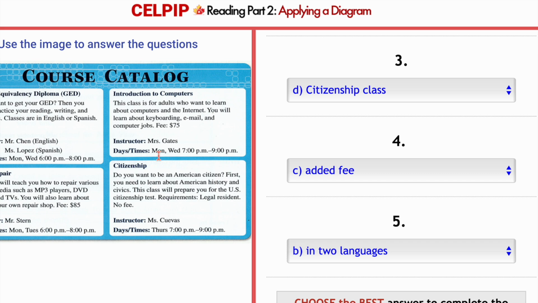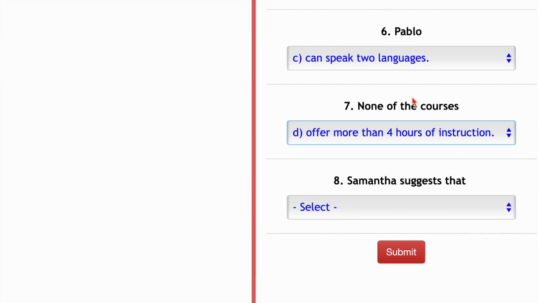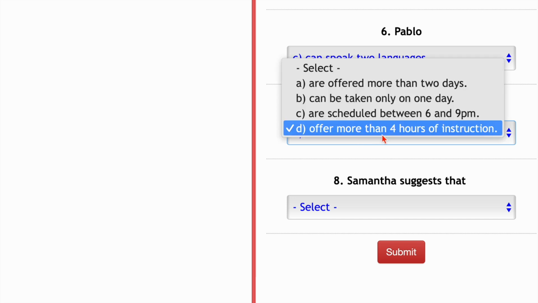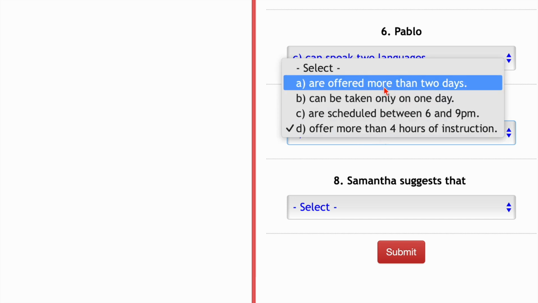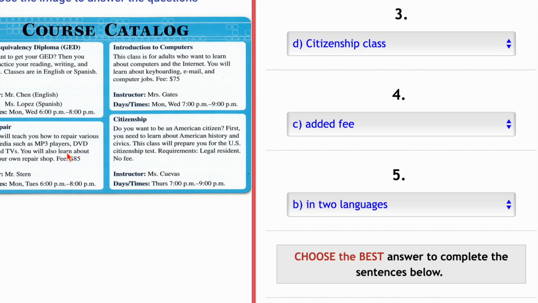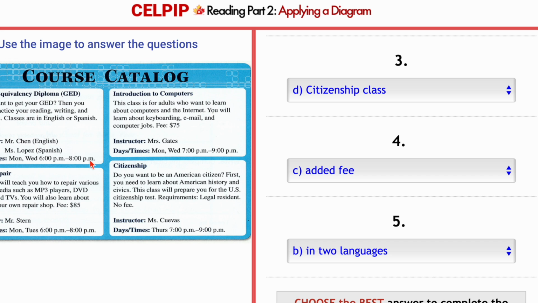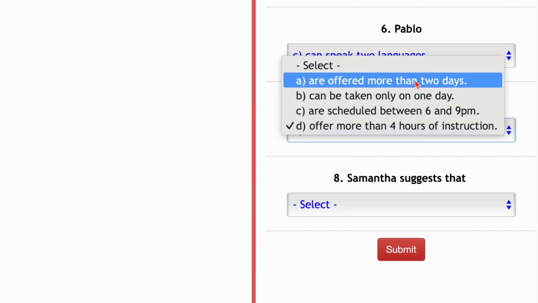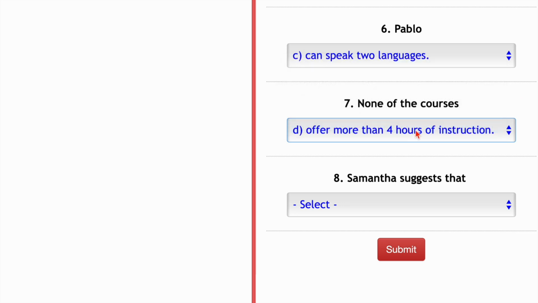Because here, Monday, Wednesday, none of the courses are offered more than 2 days. Well, one is offered one day, but none offer more than 4 hours of instruction. Because here, 6 to 8, 2, 7 to 9, 2, 6 to 8, 2 hours. But here, only 2 hours. So none offer more than 4 days, but one of them you can take on one day. So it wouldn't be A because one is offered on one day. So it has to be D.